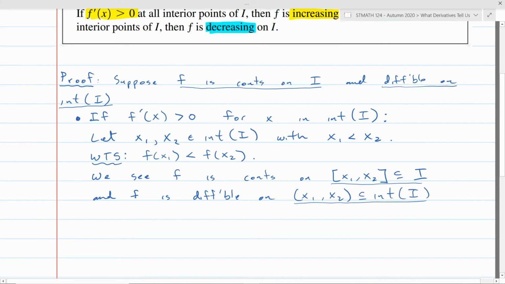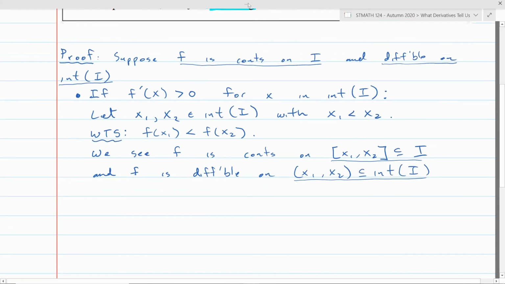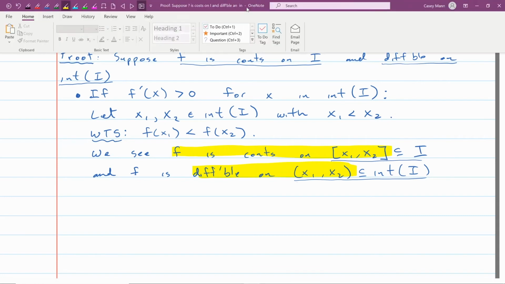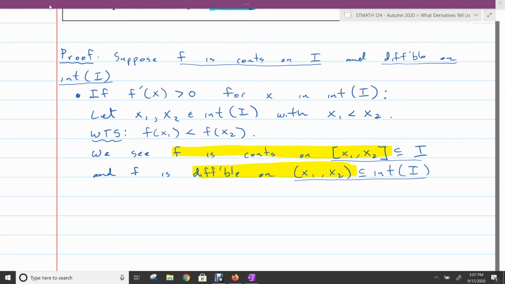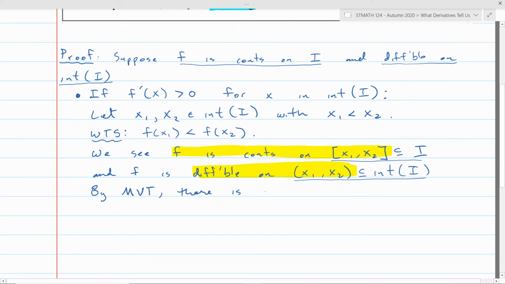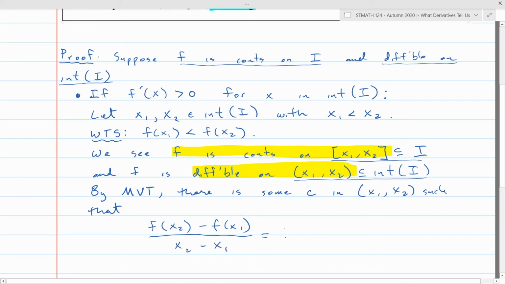Okay, so does this look familiar, where you have a function that's continuous on some closed interval and then differentiable on the open interval? That's the setup you need to use the mean value theorem, and that's exactly what we're going to do. So by the mean value theorem, we know there is some c in the open interval x1 to x2 such that f of x2 minus f of x1 divided by x2 minus x1 is equal to f prime of c.